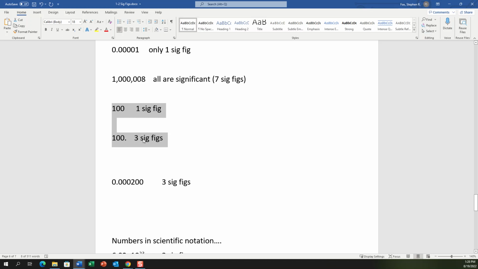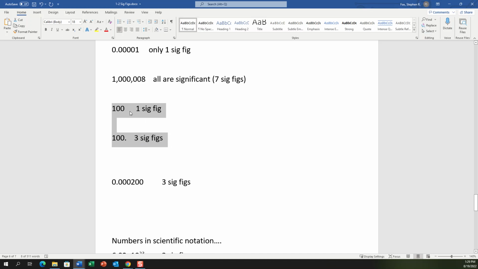100 written this way is 1 sig fig. Why? Because this 100 doesn't have the decimal point written, so those two zeros are trailing zeros. They're not significant. So only the 1 is significant here. But then this number, they're trailing zeros and the decimal point is written, so they are significant. So the 1 is significant, but these two zeros are also significant because we wrote the decimal point.